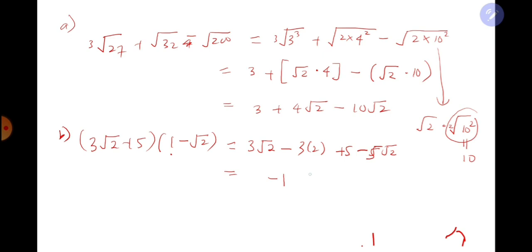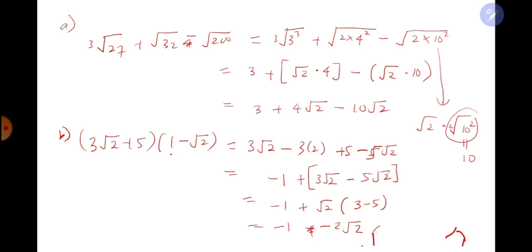Okay, so here what is left is 3 square root of 2 minus 5 square root of 2. Okay, this one you can factorize actually. You will get square root 2 times (3 minus 5). Okay, right? So you will get minus 1 plus square root of 2 times (3 minus 5), you will get minus 2 square root of 2. Okay, so that's your answer.